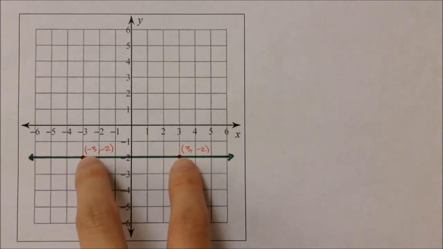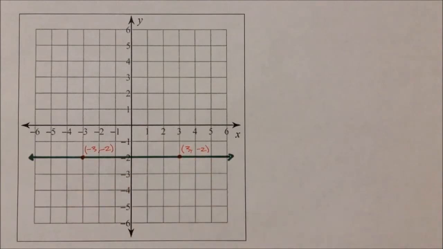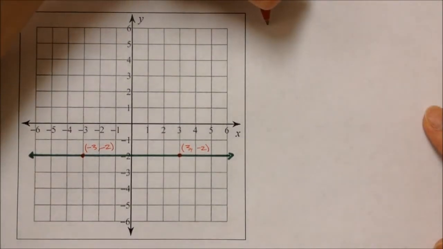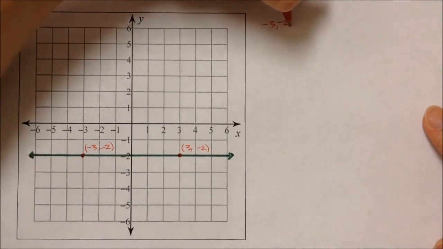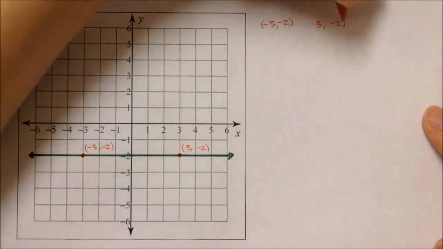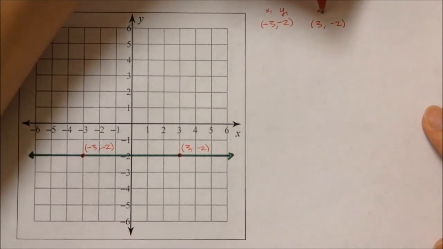Notice how I wrote the x values first and the y value second. That's what we always do for the corner point. So now, (-3, -2) and (3, -2). If I relabel my points, this is x1, y1, x2, y2.